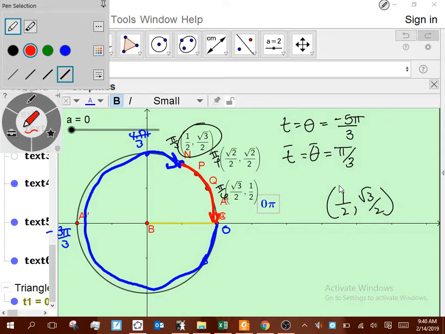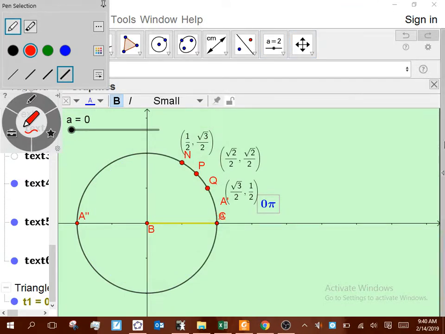Another way of doing that, let's do a different one. Let's say t is -7 pi over 6. So -7 pi over 6. So this would be -6 pi over 6, right?